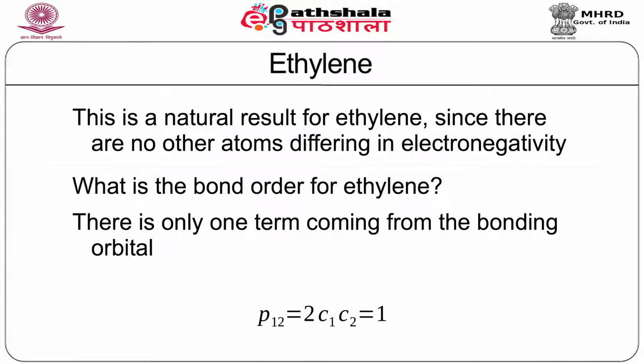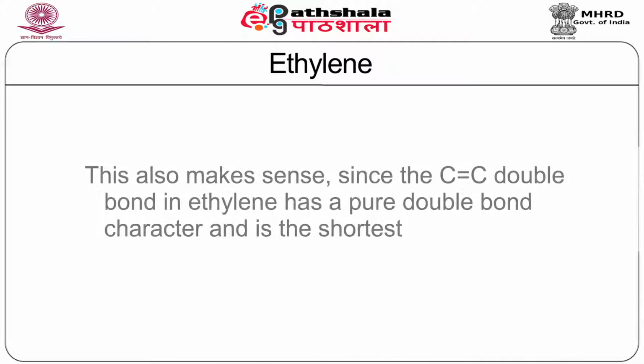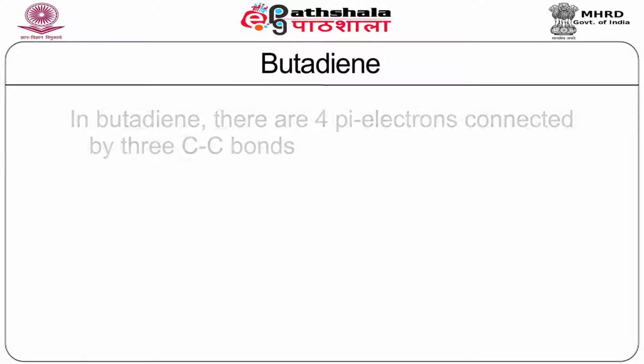So what is the bond order for ethylene? There is only one term coming from the bonding orbital. So P12 is given by 2 into C1 into C2, and since C1 and C2 are both equal to 1 by root 2, this comes out as 1. This is also expected since the C-C double bond in ethylene has a pure double bond character and is the shortest. So let us take another example, the case of butadiene.